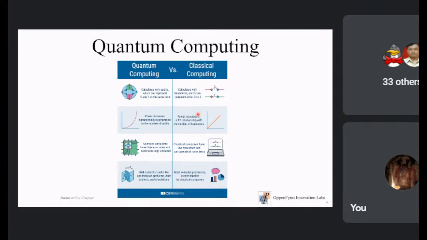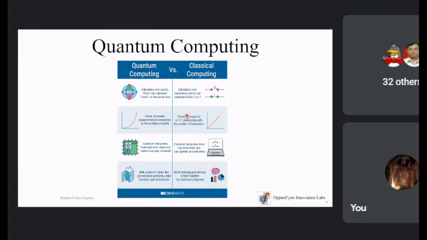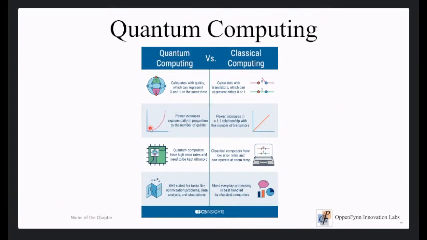As we saw, don't get confused between computing time and power. In classical computing, the power increases linearly with the number of transistors, but in a quantum computer, the power increases exponentially with the number of qubits. In terms of time, it's the other way around. The computing time increases linearly with the quantum computer, and the computing time increases exponentially with the classical computer.